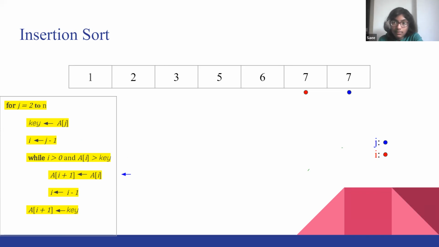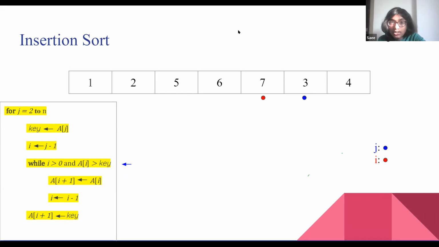So let me just go back. Let's say we are starting here. Let's say you want to insert 3 right now. So while i greater than 0? Yes. And is 7 greater than 3? Yes. Oh, okay, notation. You want me to explain the notation? So one second, I'll just quickly go through the notation.